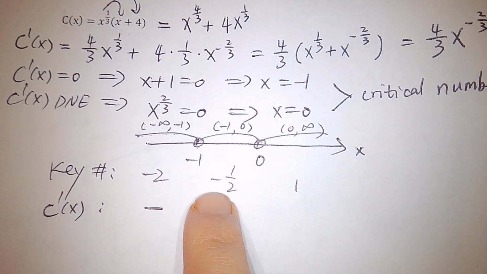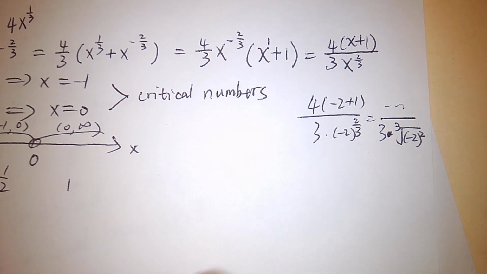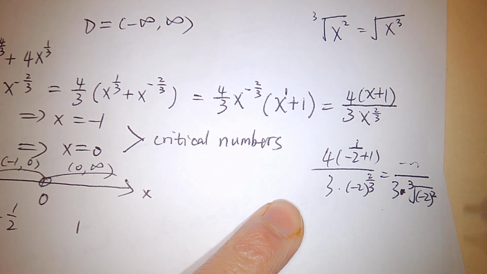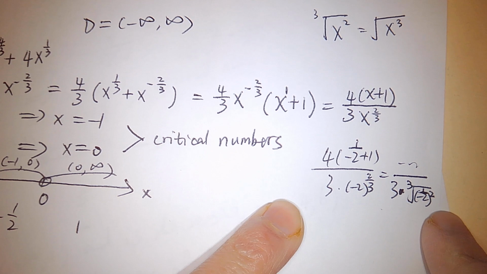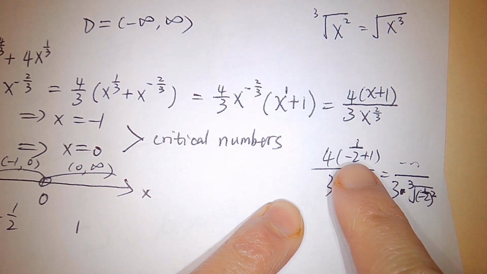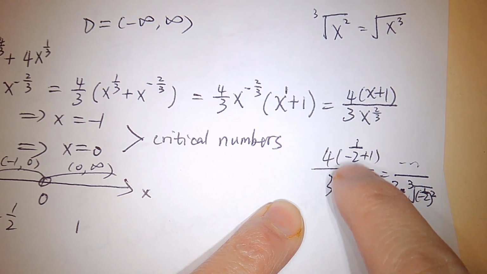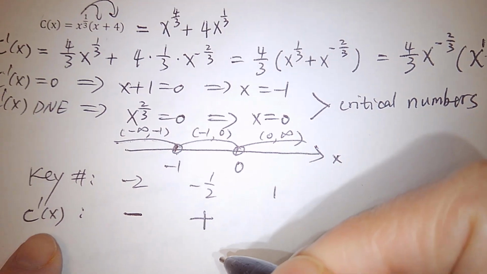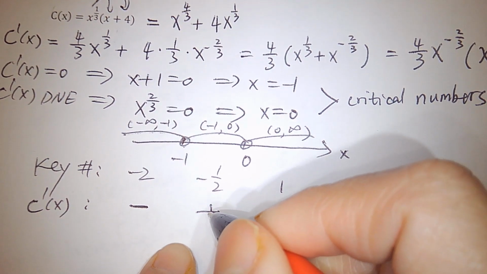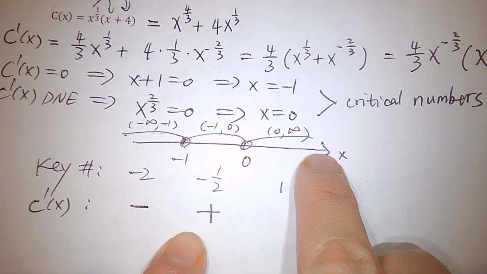How about when x equals negative 1/2? Well, this is negative 1/2. Remember, this is always going to be positive, right? Negative 1/2 plus 1, positive, times 4, positive, right? Positive over positive. How about on this interval? C prime is positive, means C will increase on this interval. And how about when x equals 1?